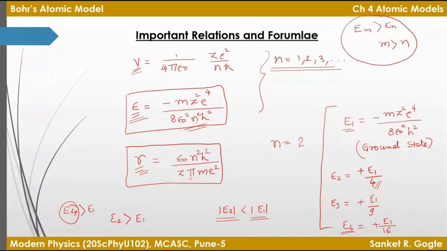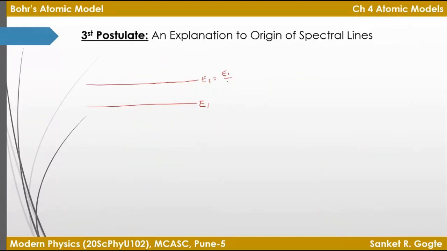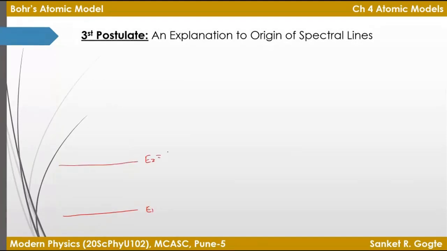It is not minus. If I consider magnitude, then that minus sign will be there, because E1 itself is negative, right? So this is E1 by 4. Similarly, then we will get, oh, I should have started drawing it from the bottom. So this is E1, then we have E2, which is equal to E1 by 4, then we have E3, which is equal to E1 by 16.